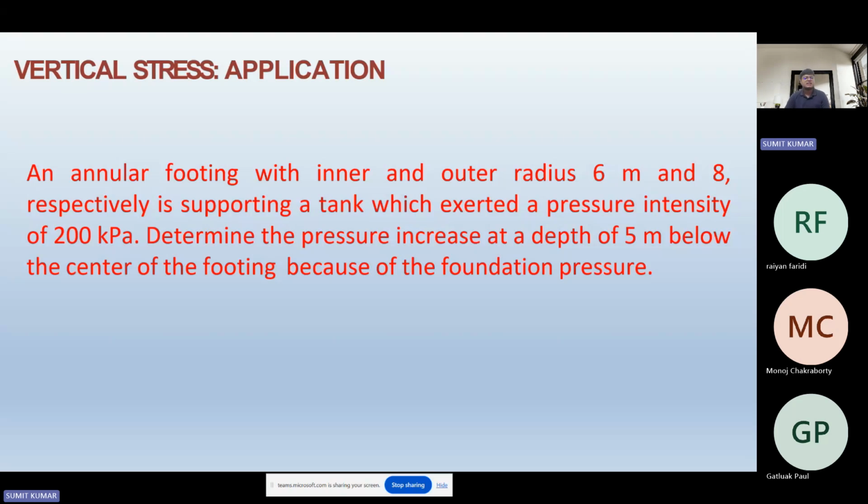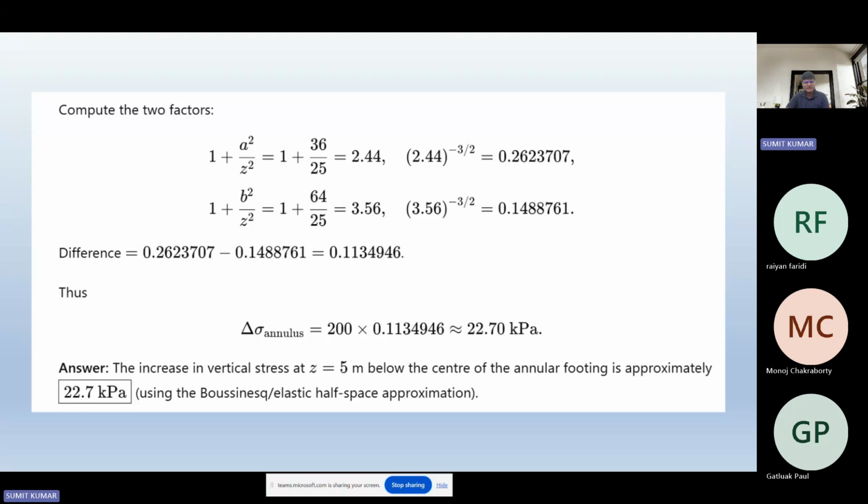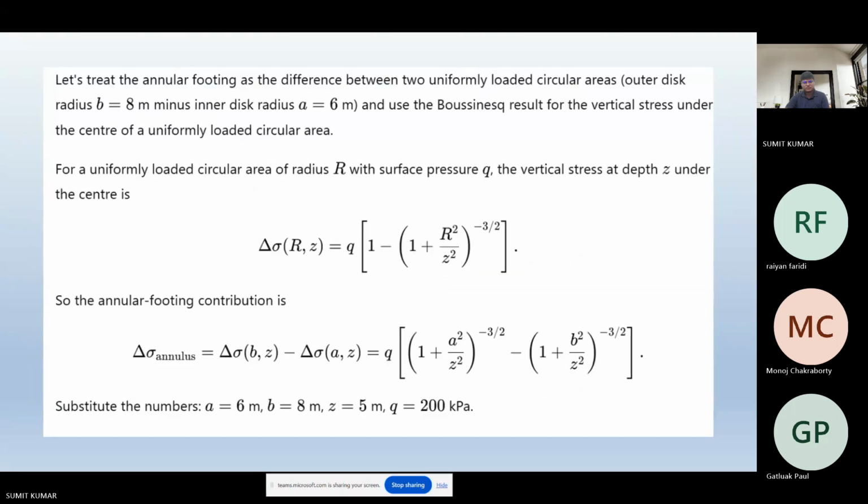Over here you see the question says that an annular footing with the inner and outer radius of 6 meter and 8 meter respectively is supporting a tank which exerts a pressure intensity of 200 kPa. Determine the pressure increase at the depth of 5 meter below the center of the footing because of the foundation pressure. Okay, let me read the solution.